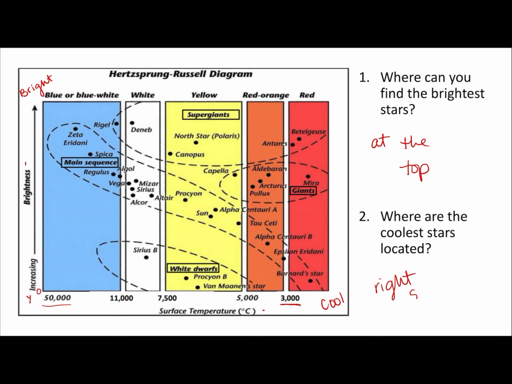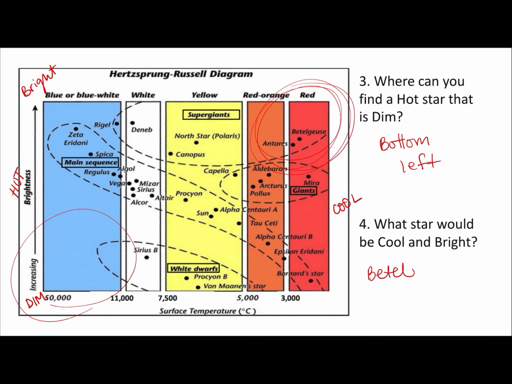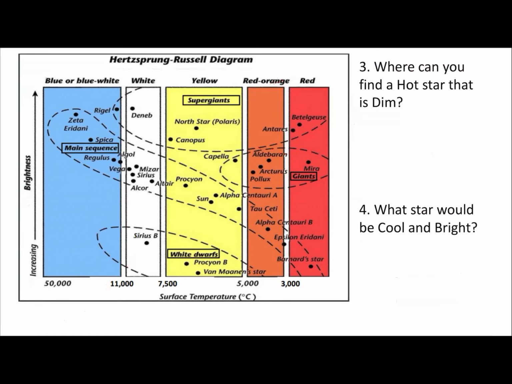So my answer could be either Betelgeuse or Antares. It's alright if you can't pronounce these things. I just kind of make up the sayings of them. But my answer could vary on that one. It could be any of those stars up in that top area.